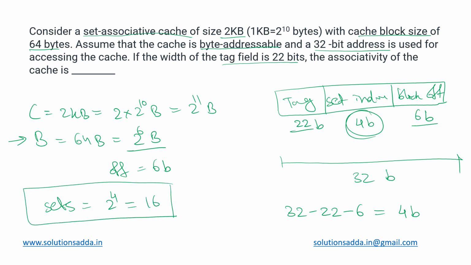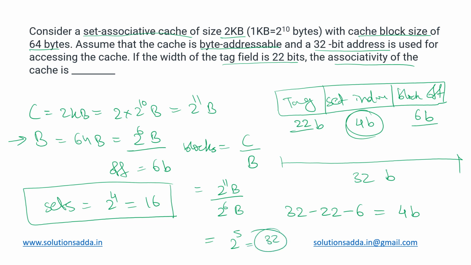But what do we want to calculate? The associativity of the cache. And how will we get that? For that we need to calculate the number of cache blocks we are having. And how do we get the number of blocks? By cache size upon block size. Cache size is given as 2 to the power 11 bytes, and block size we know is 2 to the power 6 bytes. Hence that gives us 2 to the power 11 minus 6, equal to 2 to the power 5, that is 32. Which means in total we are having 32 cache blocks and 16 cache sets.